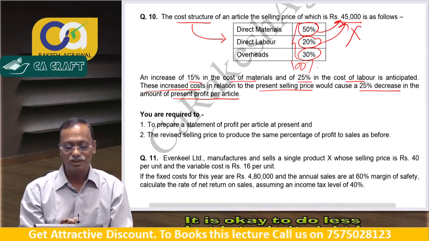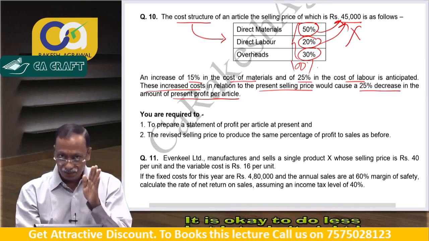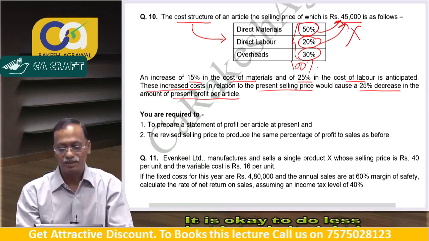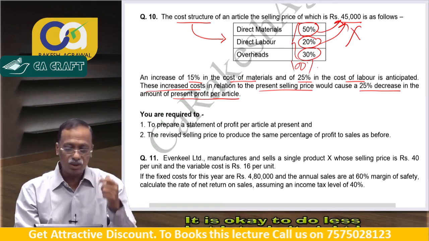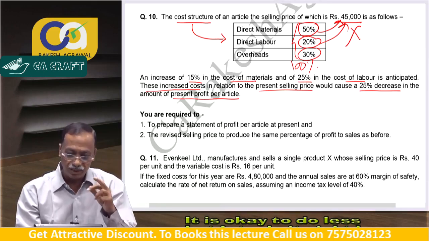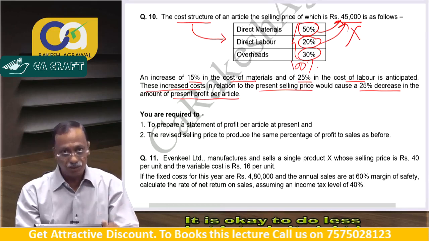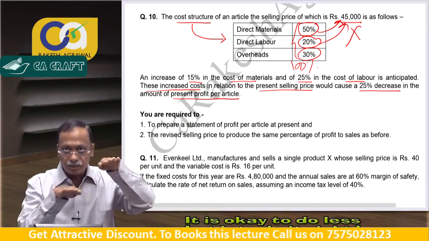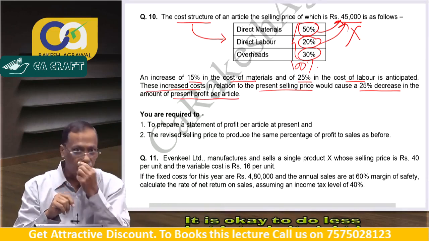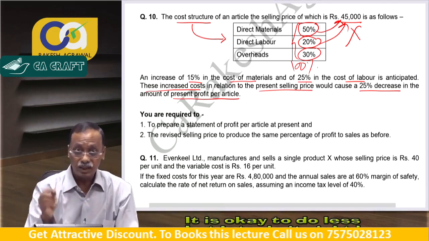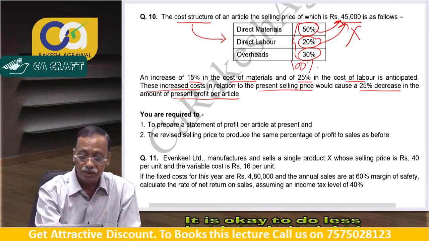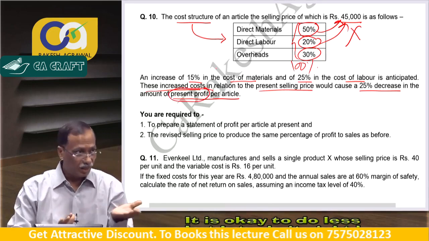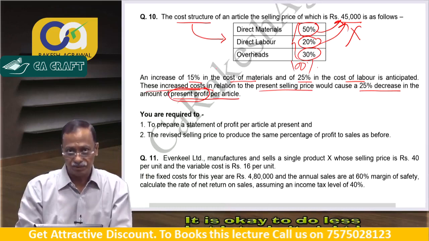This sentence is important, requires careful interpretation. These increased costs in relation to present selling price means, if there is an increase in cost of material by 15% and 25% in labor cost with present selling price remaining the same, naturally if cost goes up and your sales price remains the same, what will happen? Profit will decrease. So what is given is that this will cause a 25% decrease in present profit per article. Increase in cost will cause a decrease in present profit.